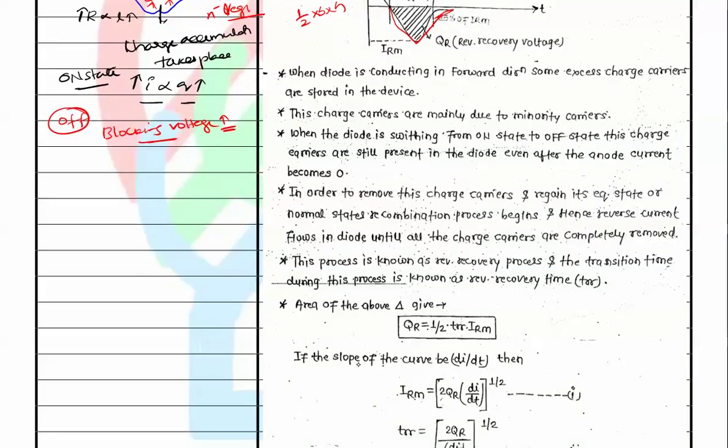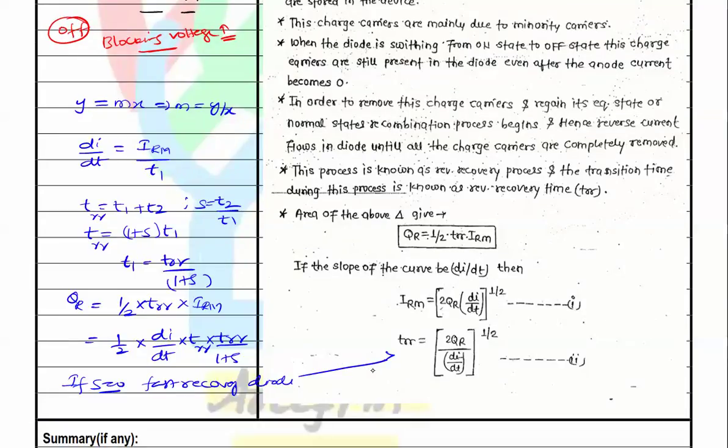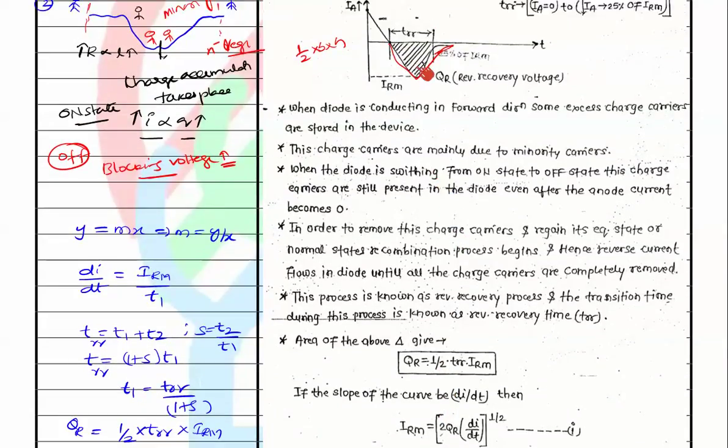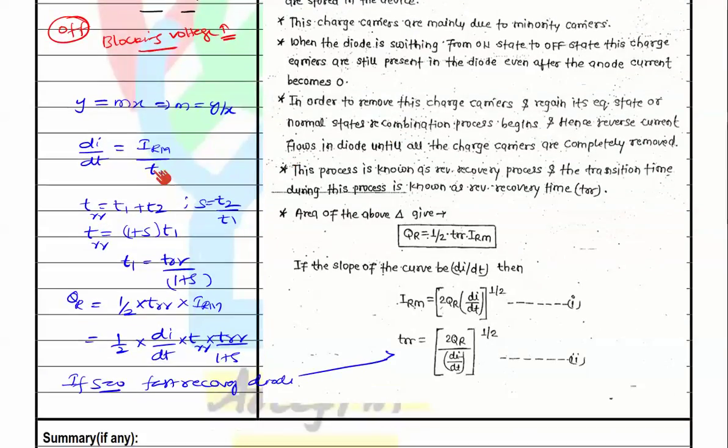If the slope of the curve is di by dt, as you observe here, we assume the interval is divided into two parts, t1 and t2. I will show you in the next slide. So let's say the total required time is divided into two parts, t1 and t2, and the slope of the line is di by dt. Slope is m equal to y by x, where on the y axis we have current and on the x axis we have time, say t1.